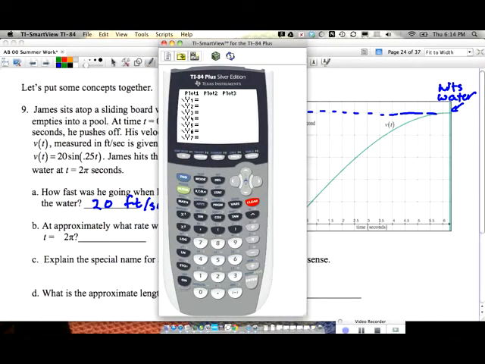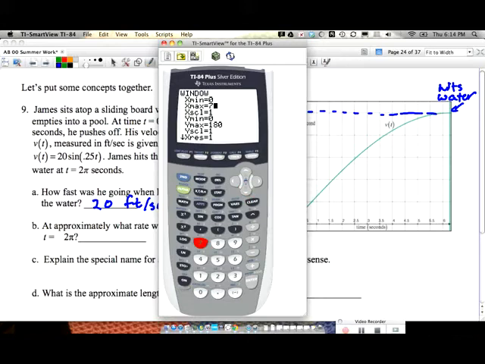So it's going to be 20 times sine times 0.25 times x. We don't have t, so we're going to use x. And we're going from, it looks like about 0 to 7 or so. So let's go ahead and set that up as well. We'll go from 0 to about 7.